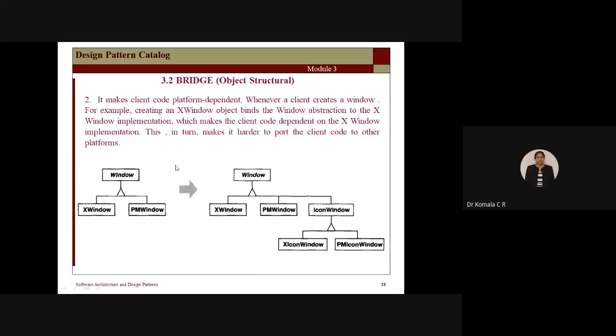So let us see how the class diagrams are going to be written here. We have taken Window as the main class name, the parent class name, and we need to go for two types of platforms. What are those? XWindow and PMWindow. So we need to inherit the main class into subclasses. The parent class is inherited as children classes. What are the children classes? We have XWindow and PMWindow.